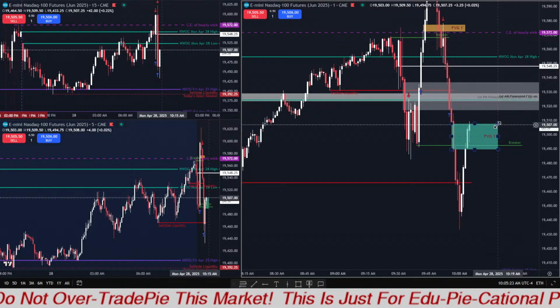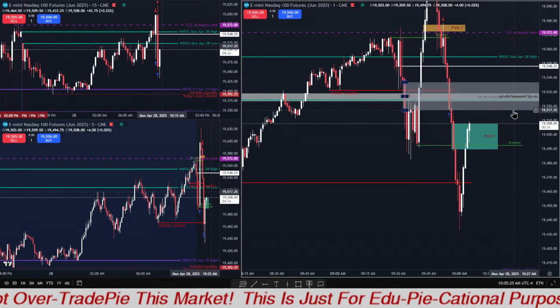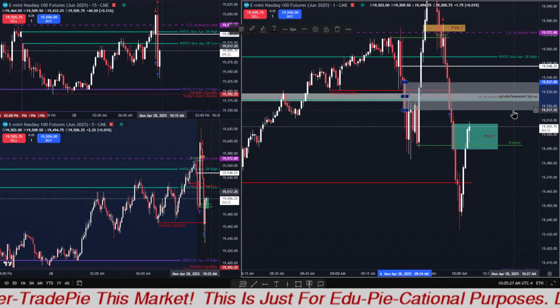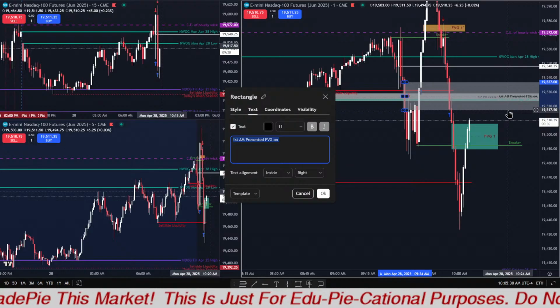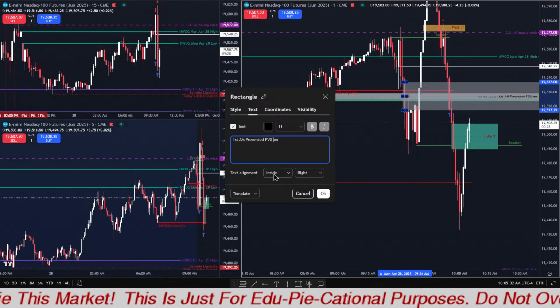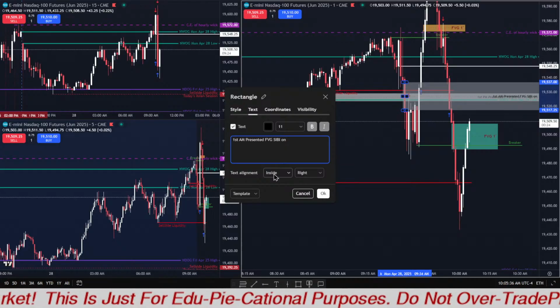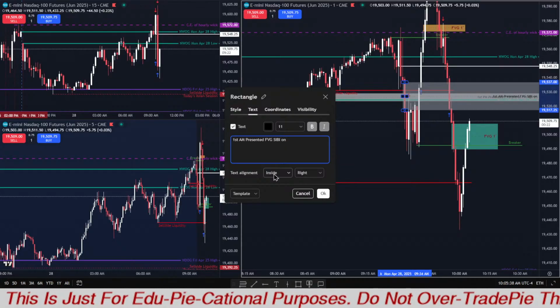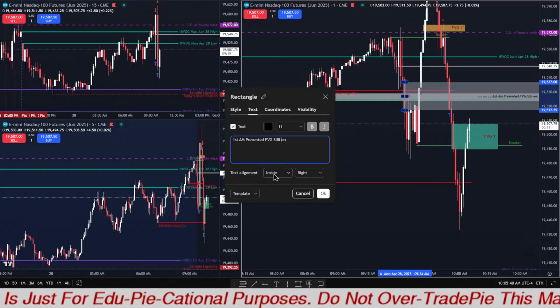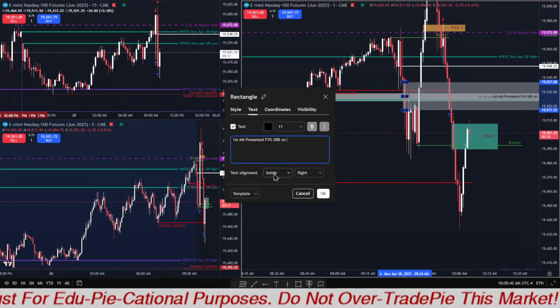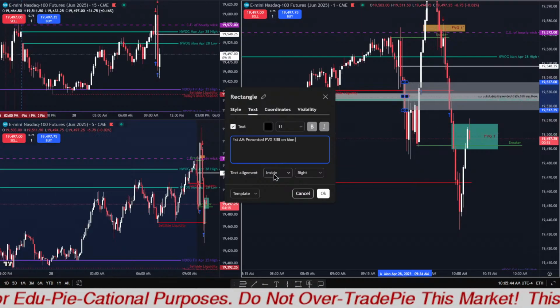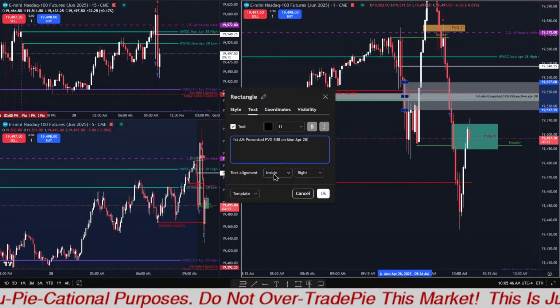Note that above this fair value gap is the first presented fair value gap of today. That is type of CB, sell-side inefficiency, sell-side imbalance, buy-side inefficiency, on November 28.